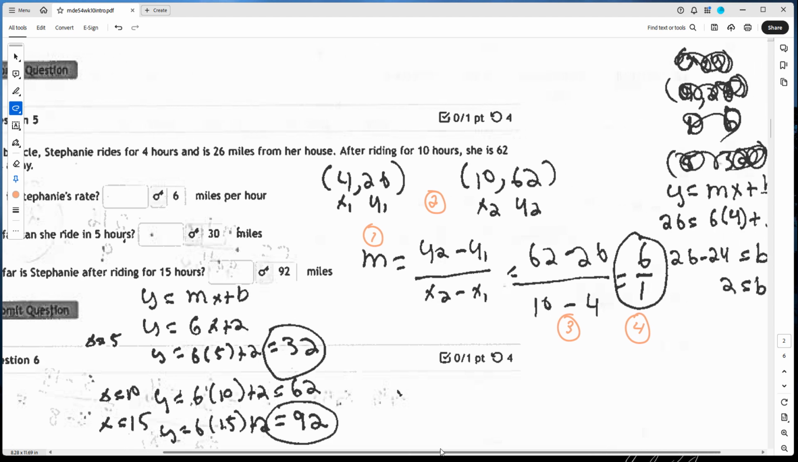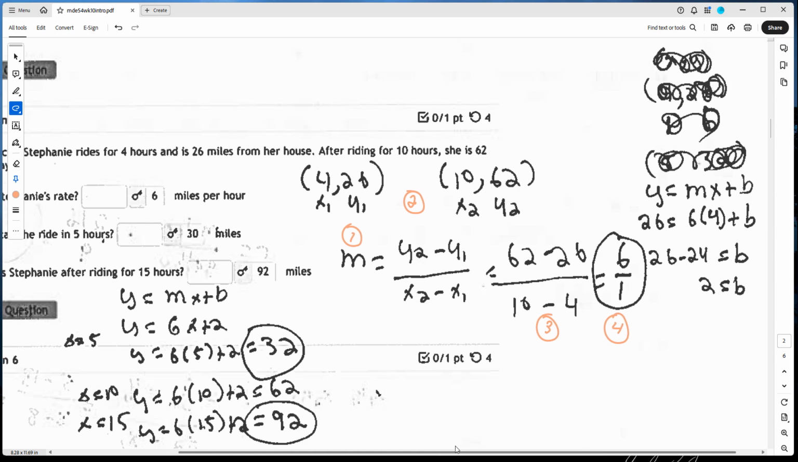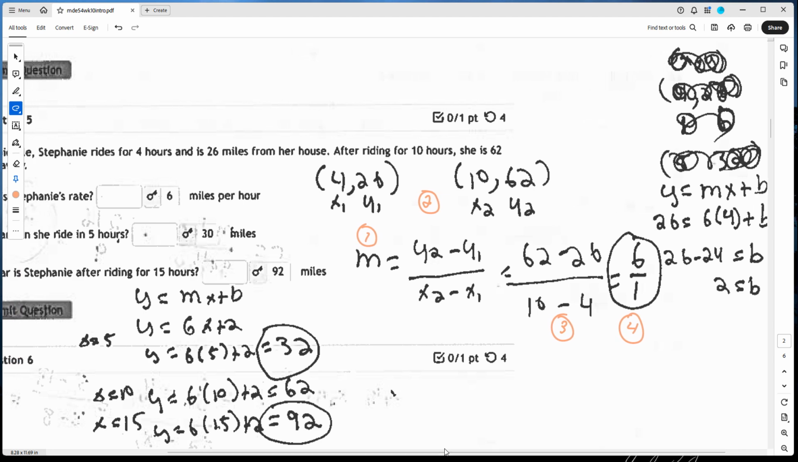What we need to do here is create a model in terms of y equals mx plus b. To create a model, we know what m is. We need to find what b is to find the intercept. So I use the formula again. I take one of the points, (4, 26), and plug in to solve for b.